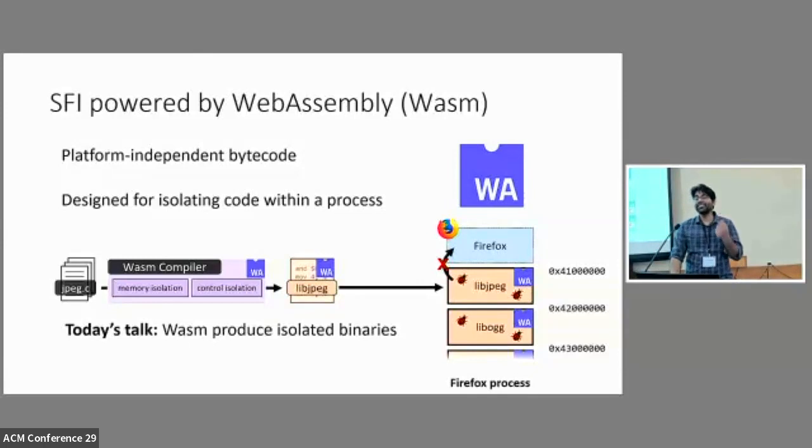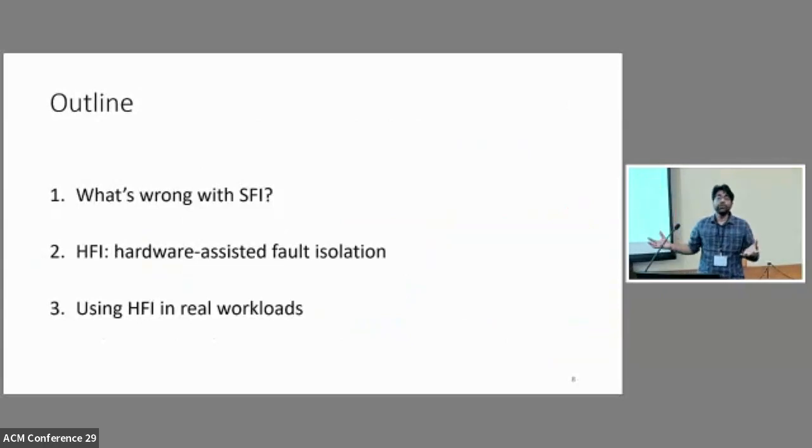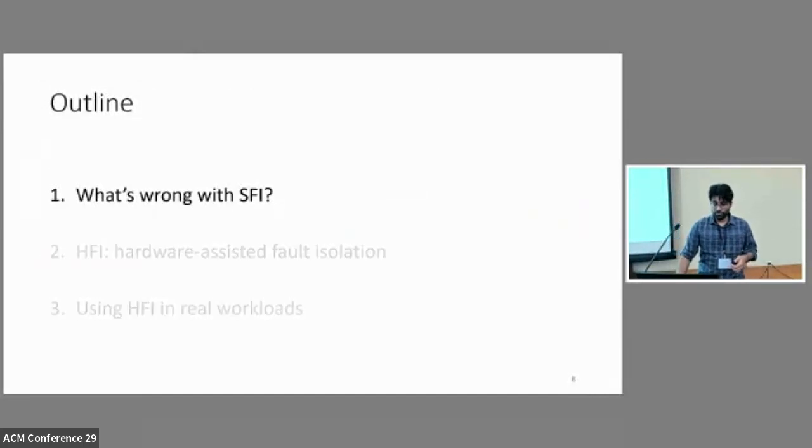But there is a cost. SFI isn't perfect. In fact, it has some fundamental limitations baked in with respect to how performant it is, how well it scales, and so on, that affect real applications today. So for the rest of this talk, I'm going to talk a little bit about the challenges with using something like SFI. Then I'm going to talk about our proposed solution, HFI, which is hardware-assisted fault isolation. And finally, I'm going to talk about how we can use something like HFI in real workloads to secure and speed up isolation. So let's jump right in.